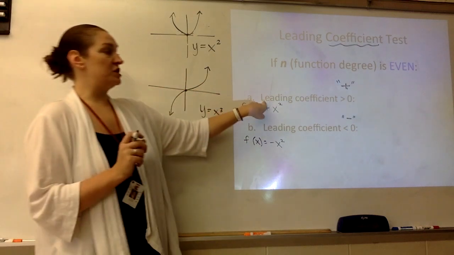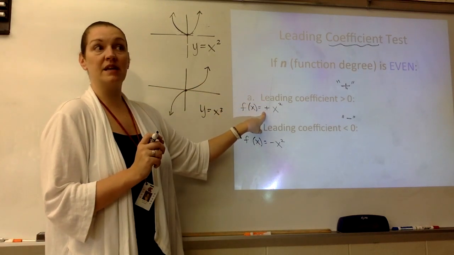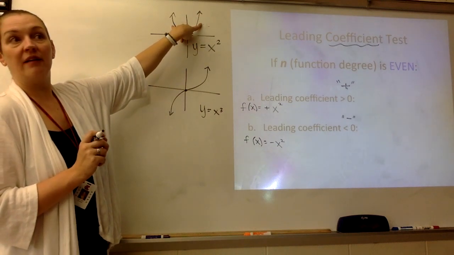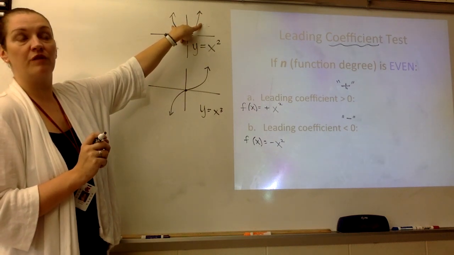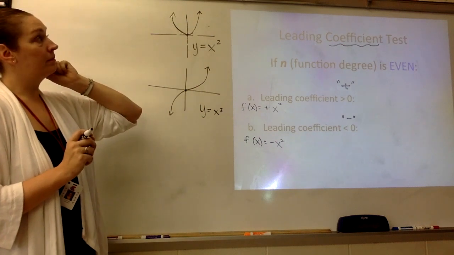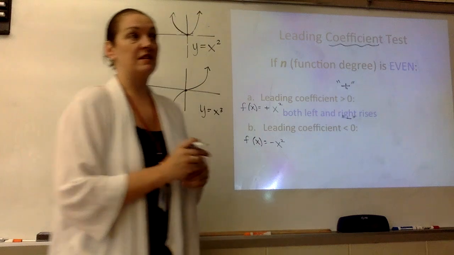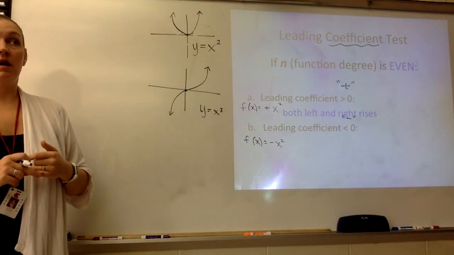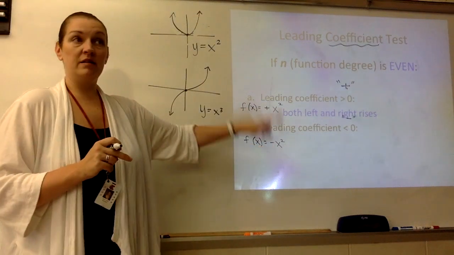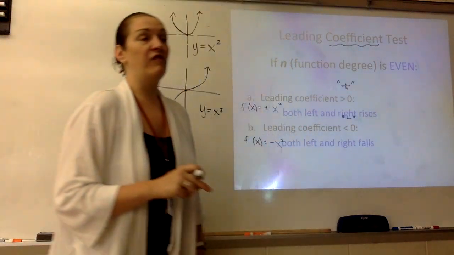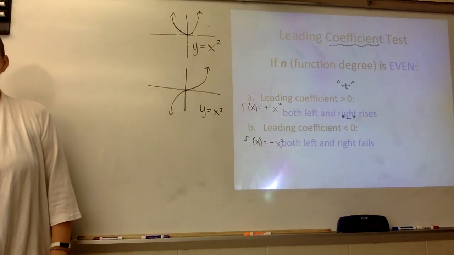If the leading coefficient is greater than 0 or positive, what do you think the end behavior is of these two arrows that I'm pointing at? Using the word rise or fall, what are they doing? Both rising. Both left and right rise. And if it's a negative out front, then the parabola opens down, which we already know, and that means it's going to fall left and fall right.